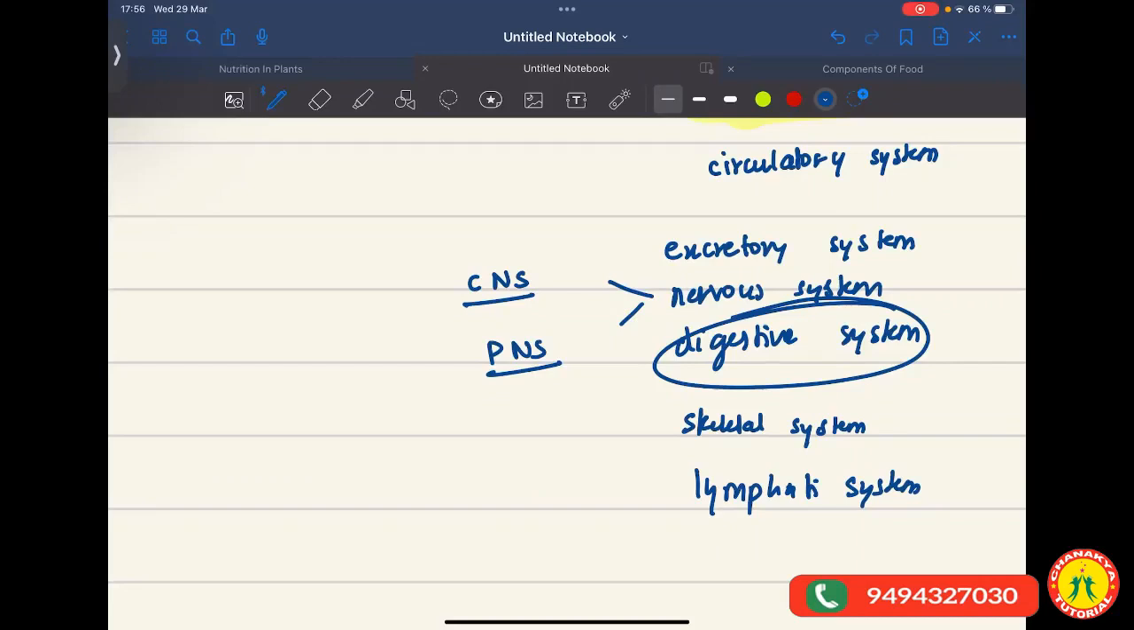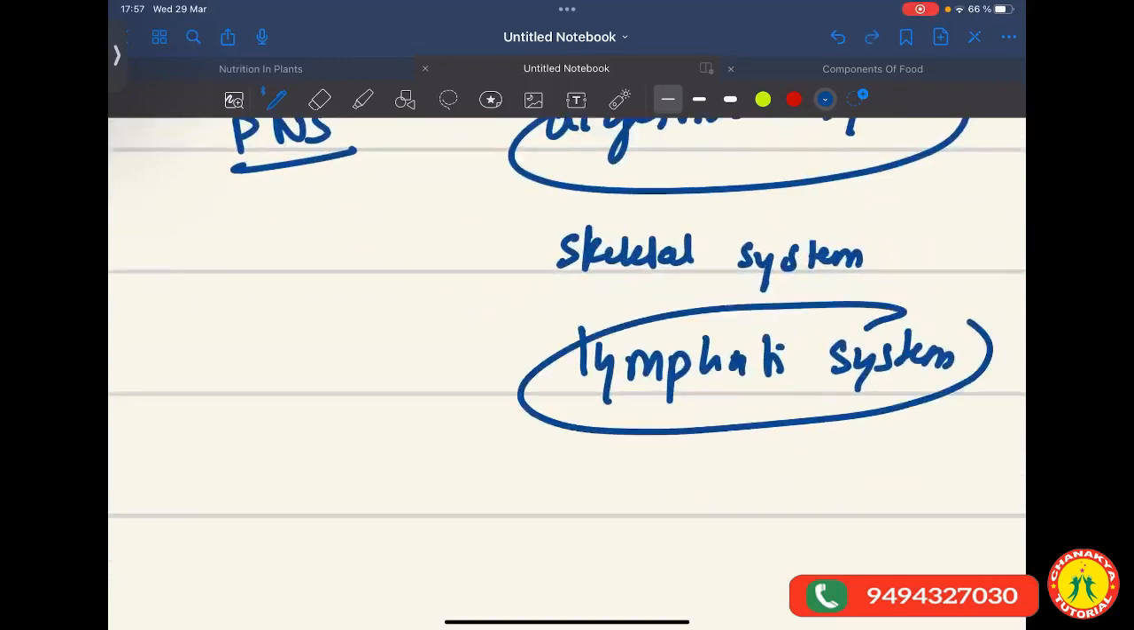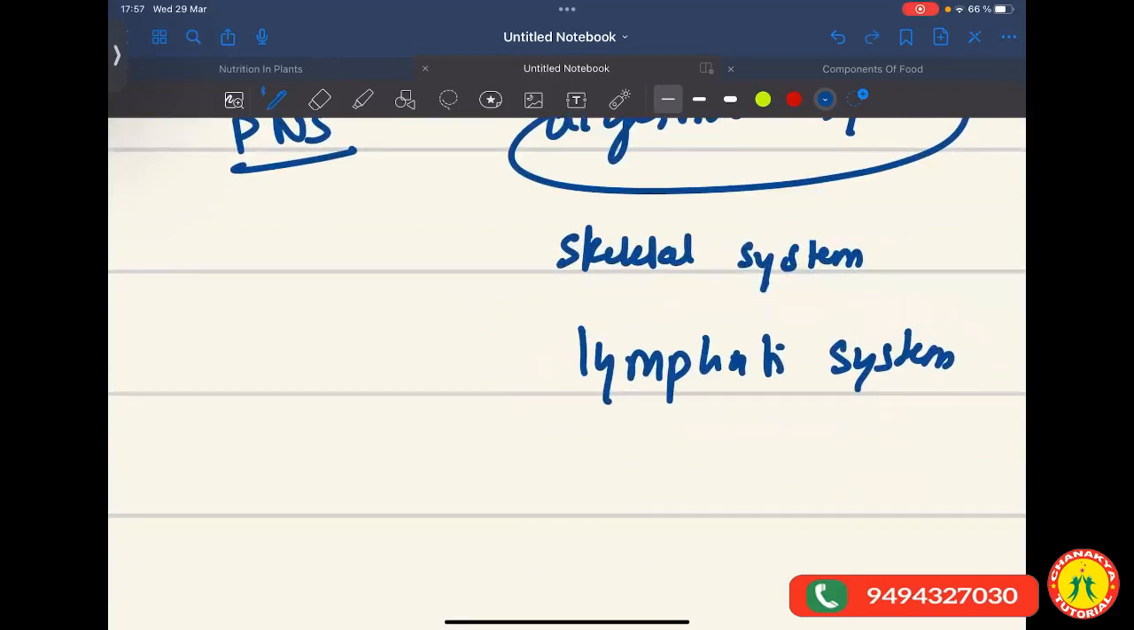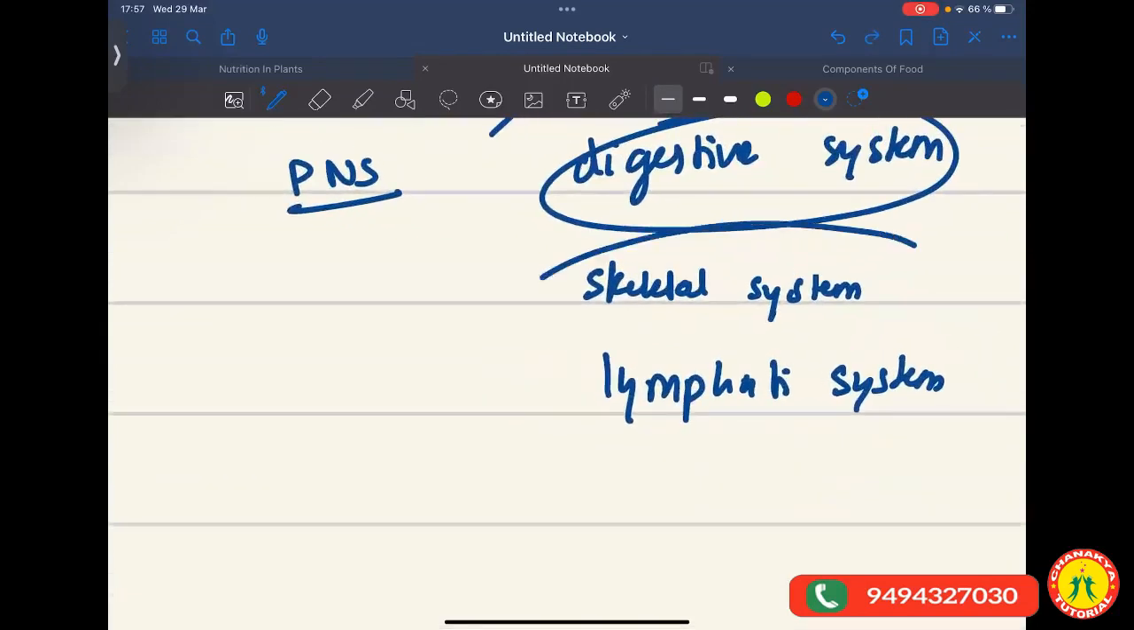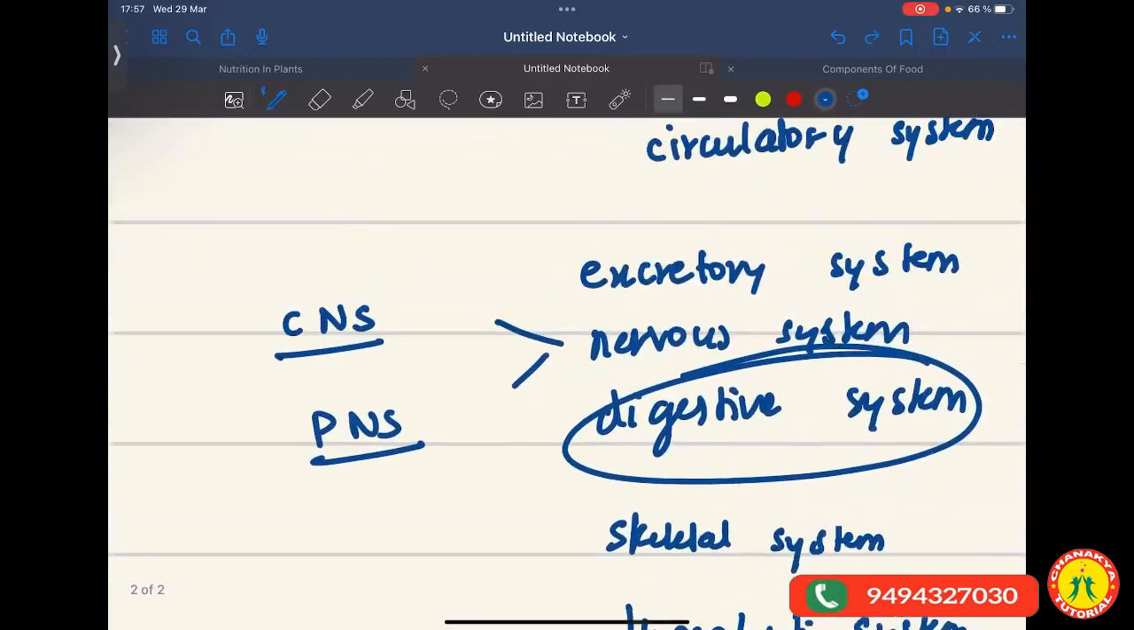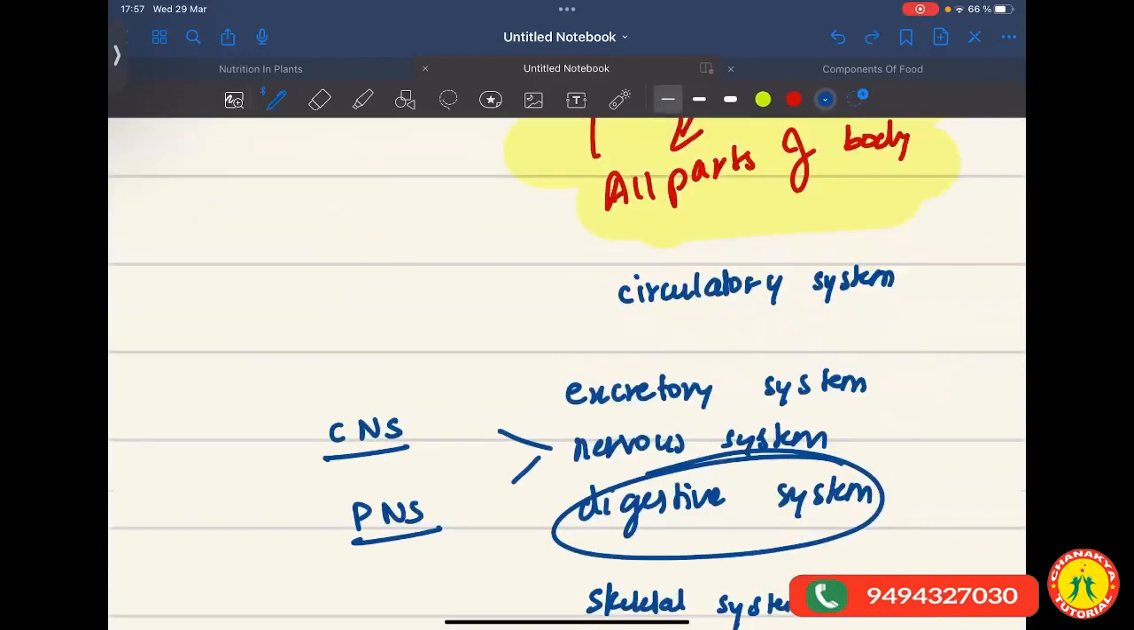This excretory system takes care of urination and feces. Lymphatic system is fully about your kidney. And the skeletal system is your bones. We've almost pretty much covered all the systems.